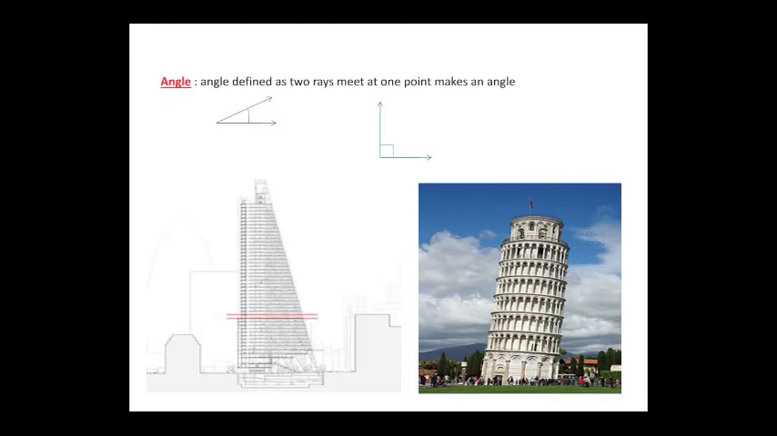I already told you an angle is defined as two rays meeting at one point. See here, two rays meet at one point. In this example, it forms an angle. Here also a right angle, right? Now see this building. In this building's first figure, it looks exactly like a right angle, and here is one of the towers. You can see this tower is slightly bent. So here also an angle is formed, right?